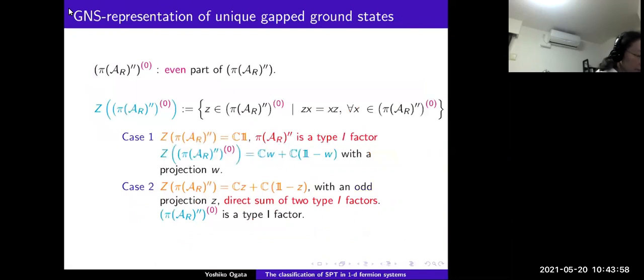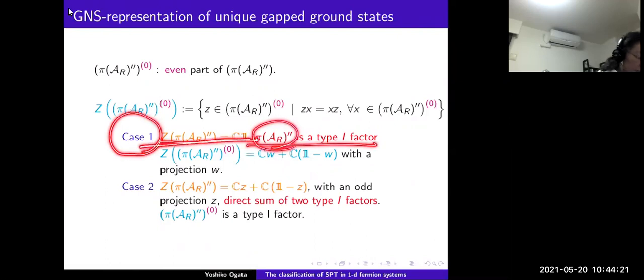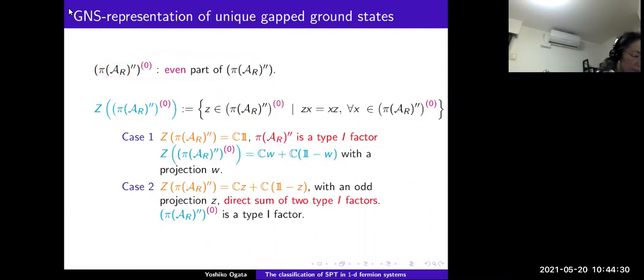Now I would like to further proceed, and look at the even part of our von Neumann algebra. And again, I would like to consider its center. The definition is the same. So in case 1, where our von Neumann algebra was type I and its center is trivial, the center of the even part becomes non-trivial, or two-dimensional, and it's represented by some projection like this form. And the second case was that our von Neumann algebra is a direct sum of two type I factors, and the center was two-dimensional. In this case, actually, this even part is a type I factor, which you can show with a little bit of consideration.